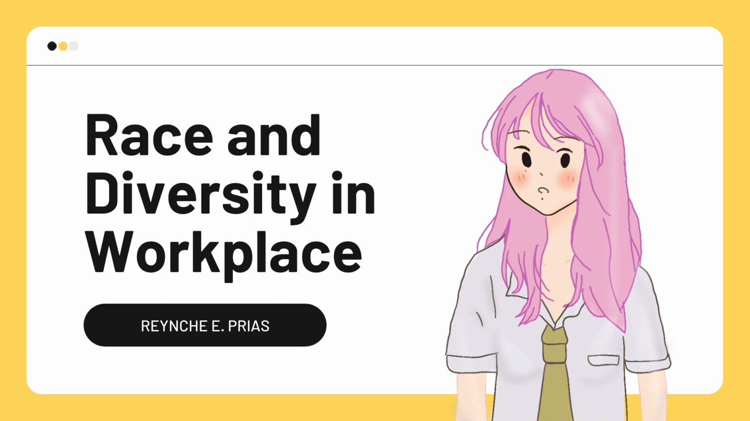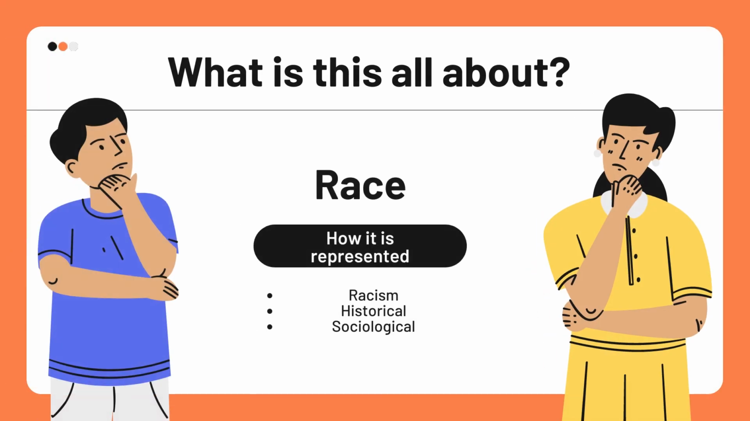I am Ranger Prius, and the topic that we will be discussing for this lesson is race and diversity in the workplace. In this chapter of the unit, we will discuss how race is represented as a protected category of diversity in the workplace. This chapter will discuss racism as a social justice issue in the workplace because of race diversity. It will disclose the historical perspective of race and introduce sociological and theoretical perspectives for studying racism as a consequence of race diversity in the workplace.